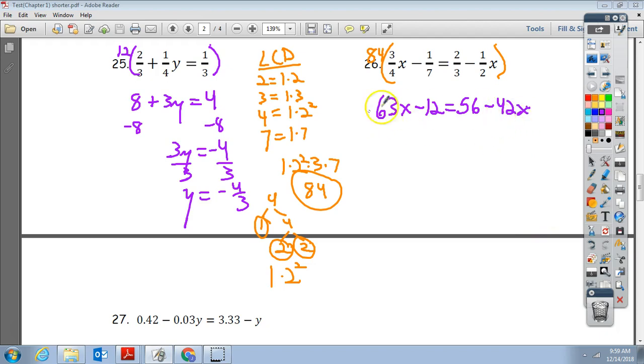Then you've got this equation that you just solve like normal. Add the 42 and get 105x. Again, I'm doing this very quickly just because it's been a while we've been using these skills. Add the 12 over here, you get 68. Divide by 105 and you get 68 over 105. Yes, approximately as a decimal, I think that's like 0.65 or somewhere around there.